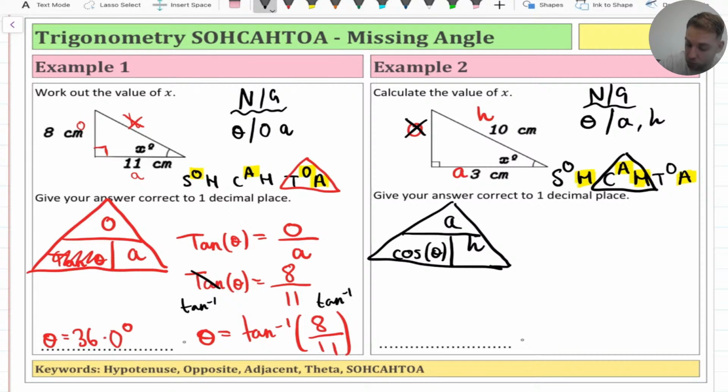And then I cover everything that I need. So in this case, I need cos of theta, which leaves me with that there. So if I cover up cos of theta, it is equal to adjacent over hypotenuse, A over H there. So I've got cos of x or theta is equal to my A, which is 3, so this one here, over my hypotenuse, which is 10.